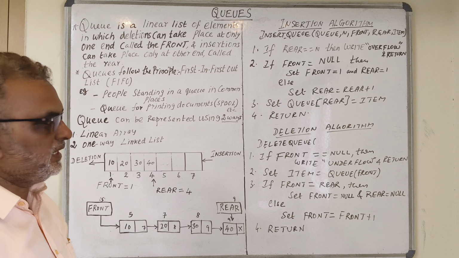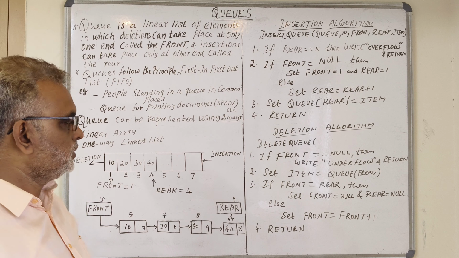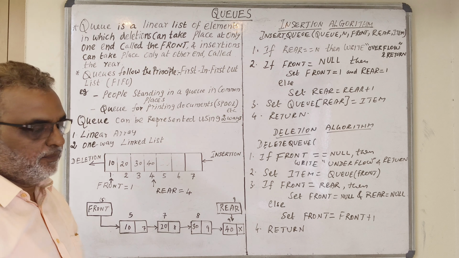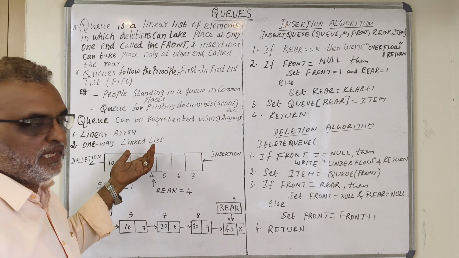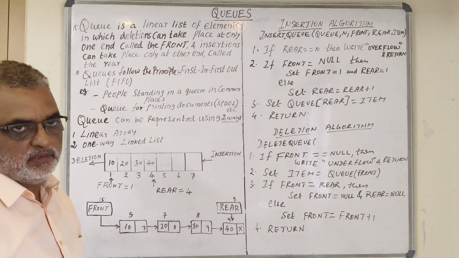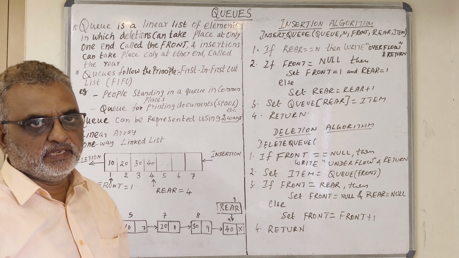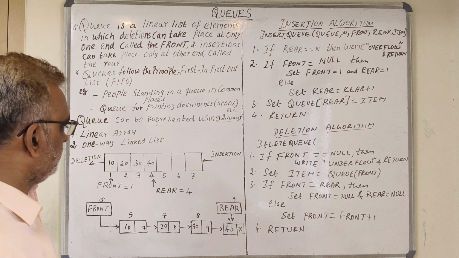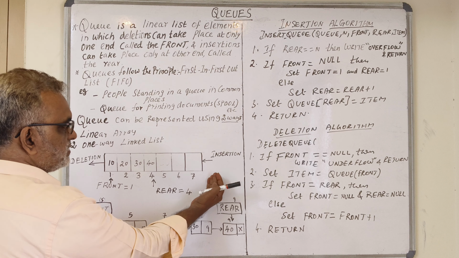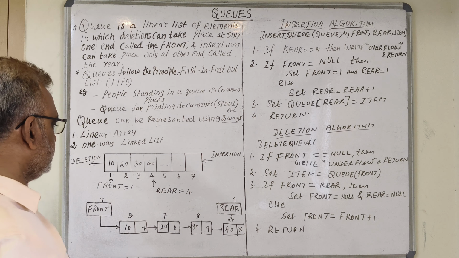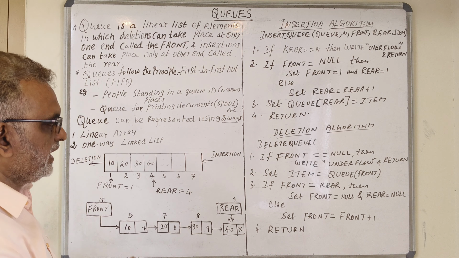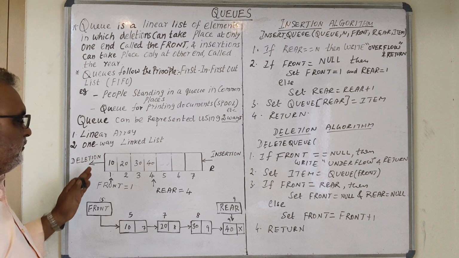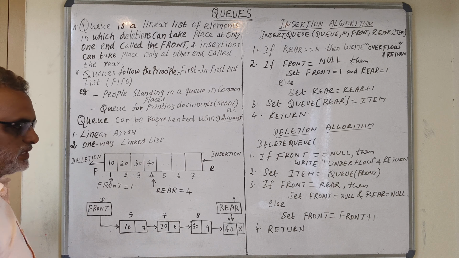A queue can be represented in two different ways. One is using a linear array, or it can also be represented using a one-way linked list, that is, a singly linked list. Consider this is the queue. We have two ends, the rear and the front. Through the rear end we can insert the elements, and from the front end we can delete the elements.